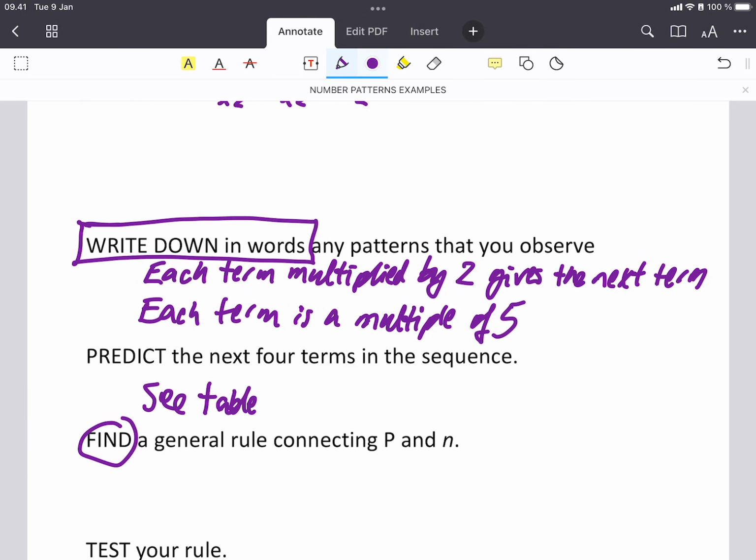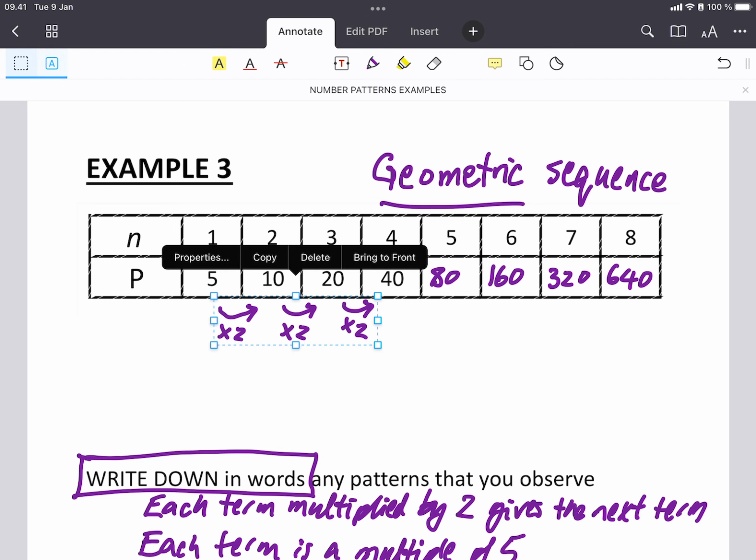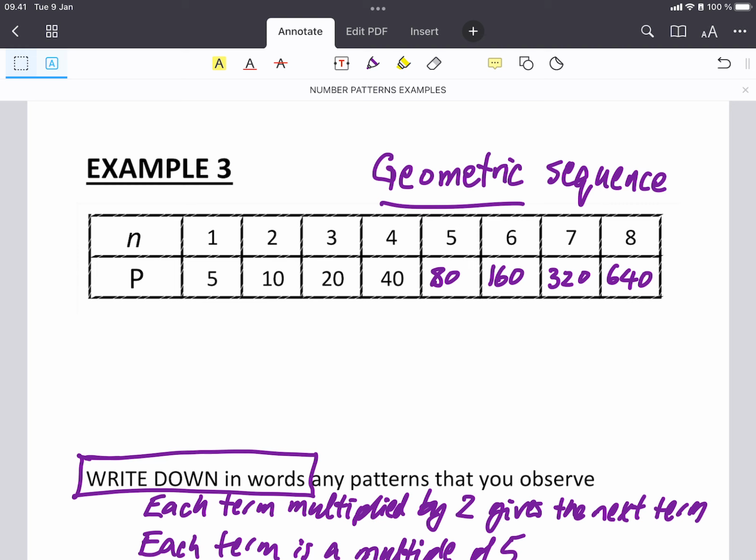Find a general term connecting P and N. So that's really the bit that's hardest, and it shouldn't be too hard if you've got a good strategy for it. So let's think about this. So the first term is 5. The second term is 5 that's been multiplied by 2, 5 times 2. The third term has been multiplied by another 2 after that. So it's 5 times 2 squared, 5 times 4. The fourth term is 5 times 2 cubed, because you're multiplying by another 2 to get to that.